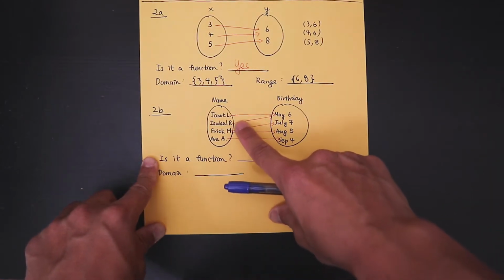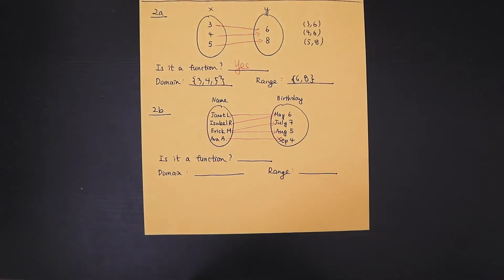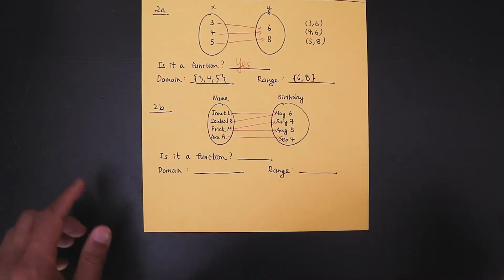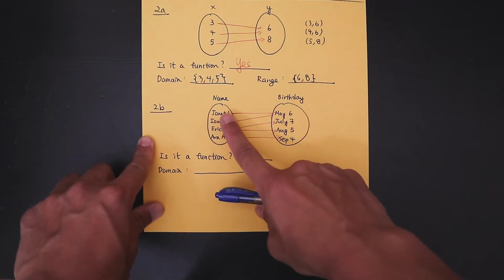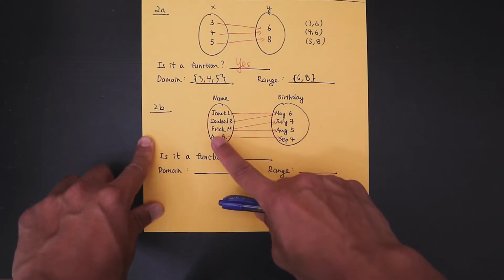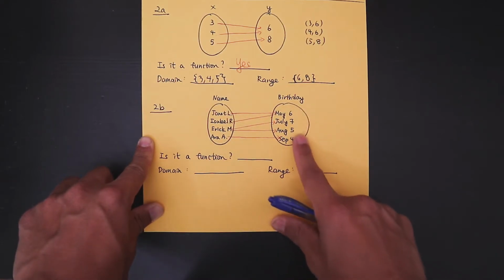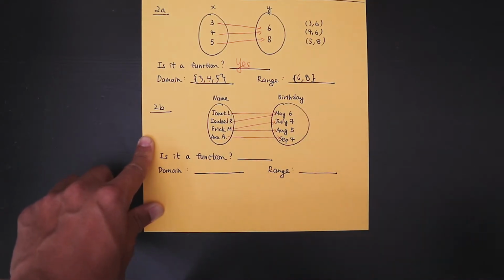Let's take a look at this example again, 2b, right? So there are certain names here, and some of them are actually in certain periods, and some of the names I just made up. And look, there are Janet, Isabel, Eric, and Ava. And these are 4 different birthdays. Now, let's take a look at whether it makes sense.